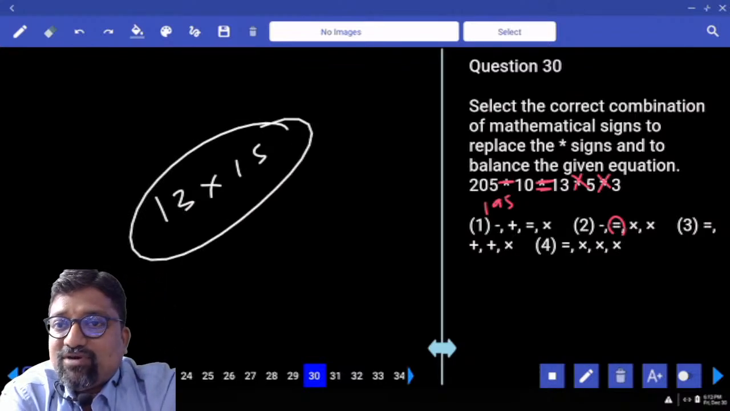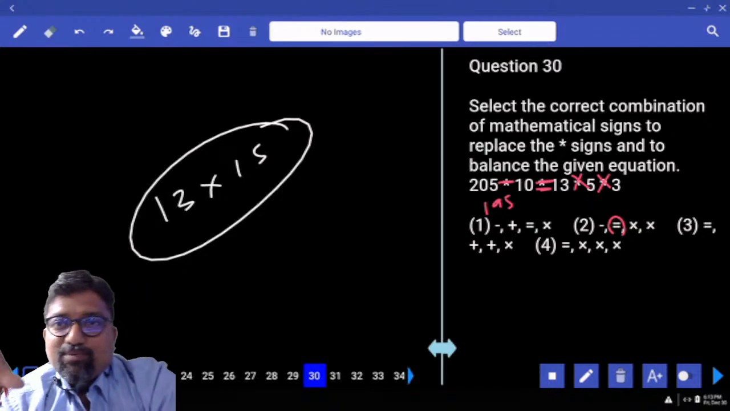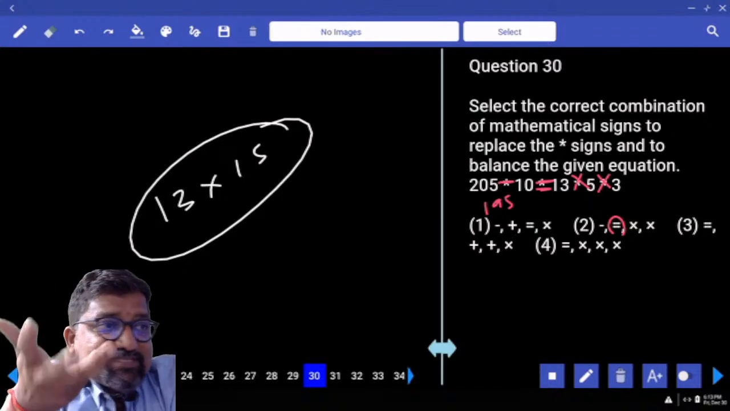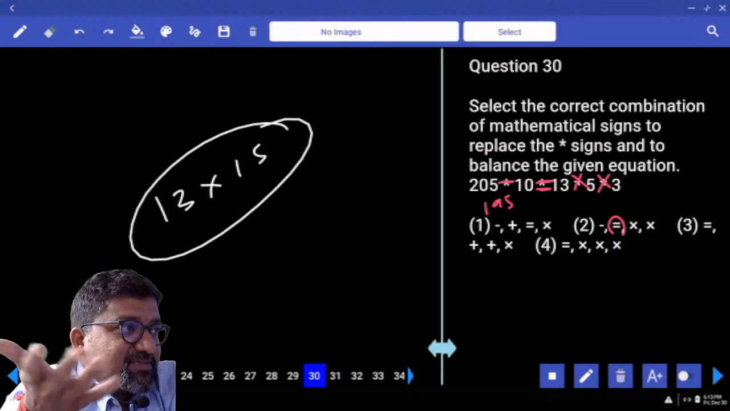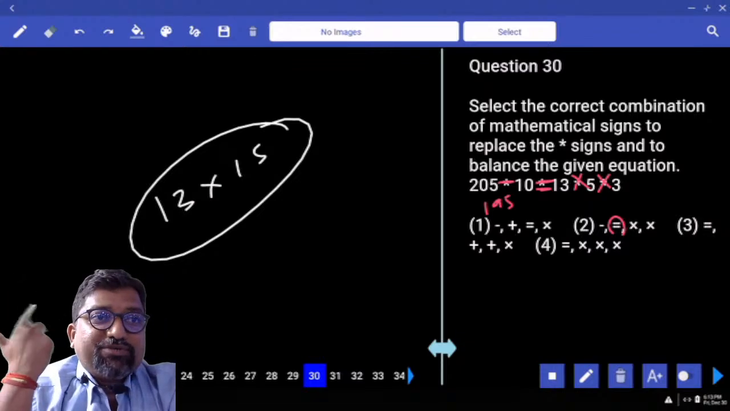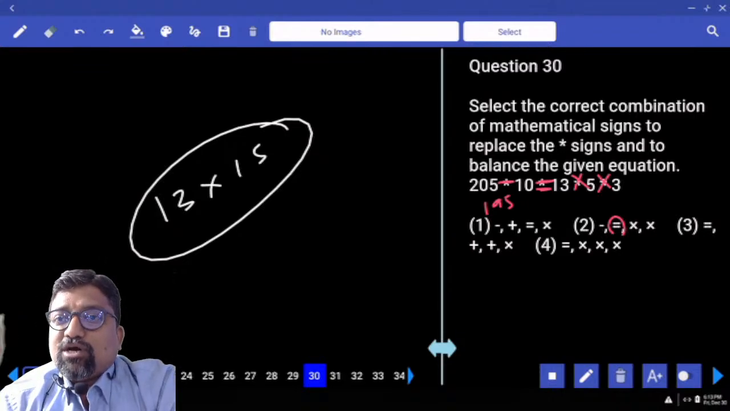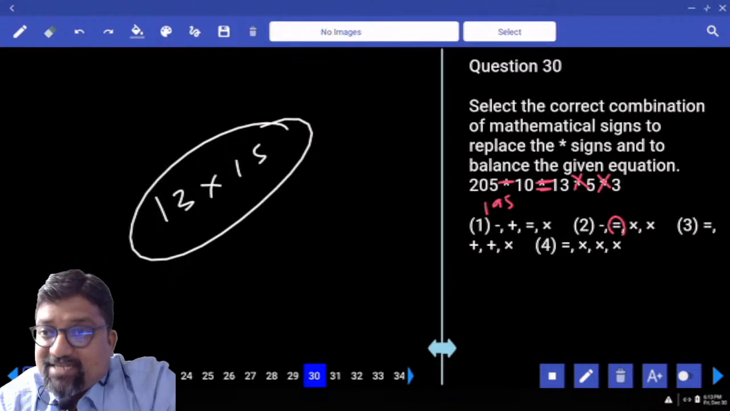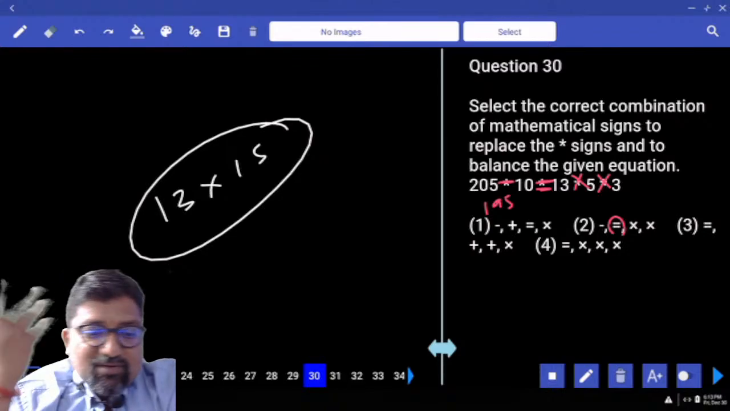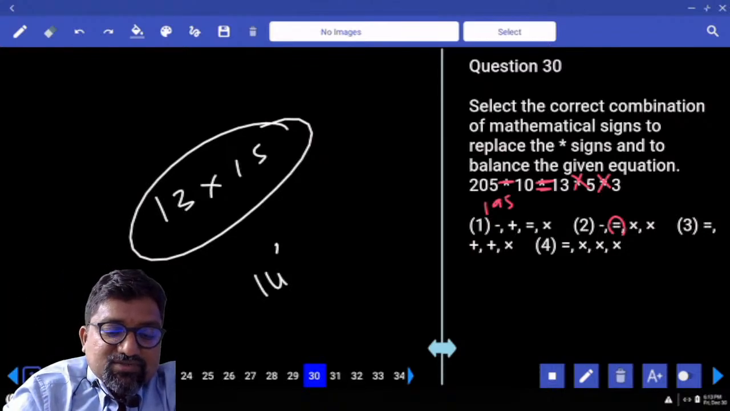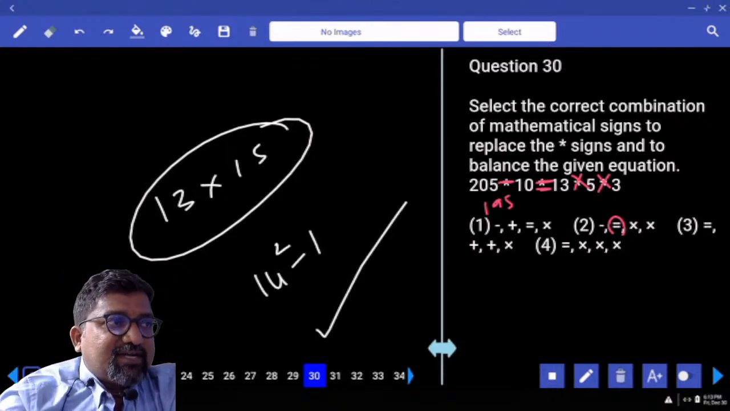I told you a couple of days earlier, what is the advantage of learning squares? Product of consecutive odd numbers, or product of consecutive even numbers, or product of 2 consecutive natural numbers. Did I tell you or not? What is 13 into 15? 14 square minus 1. Is it 195?